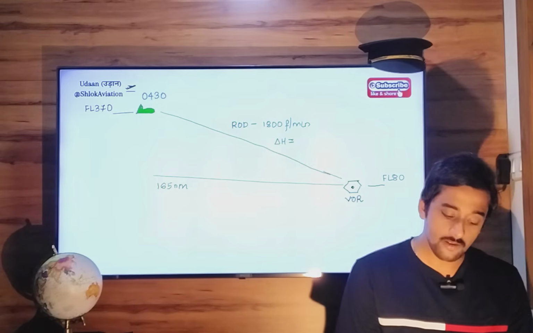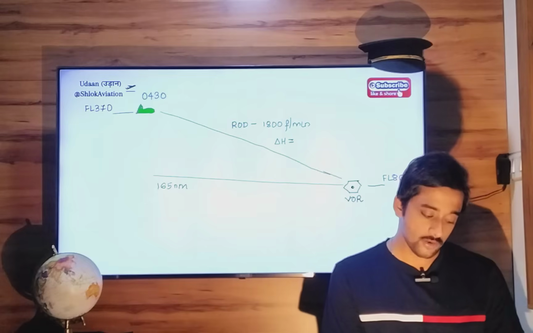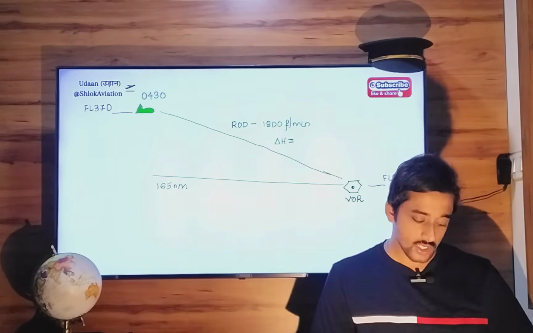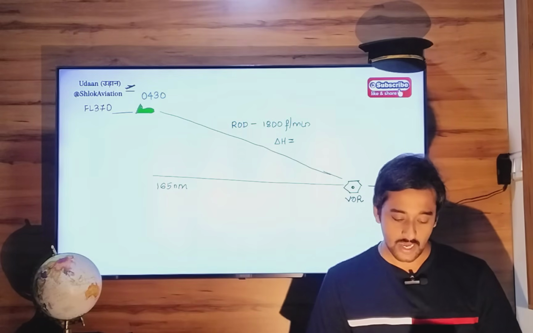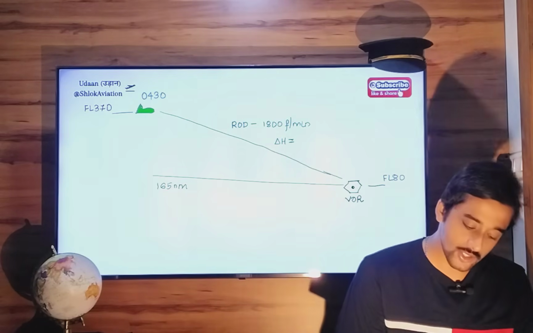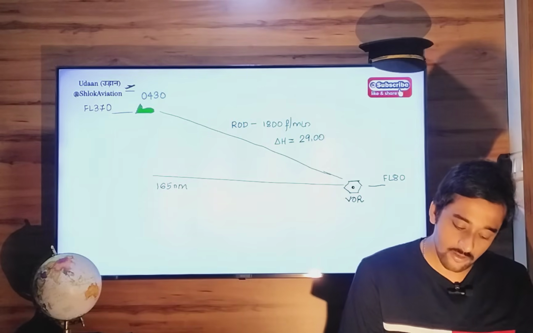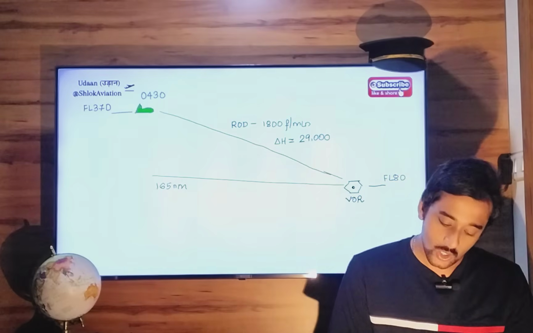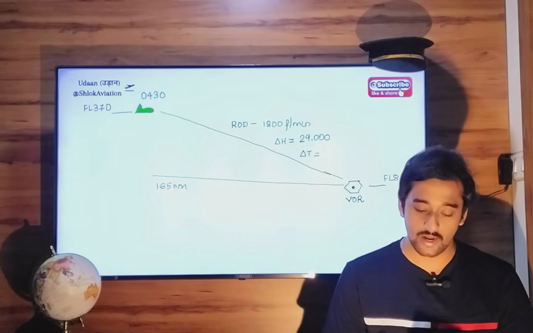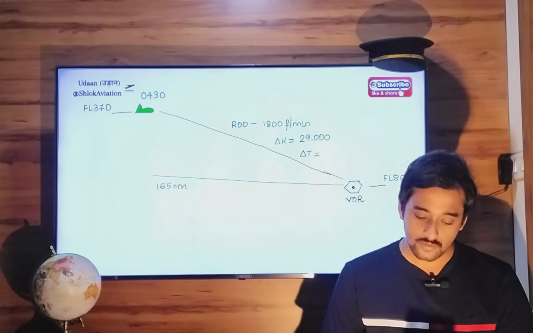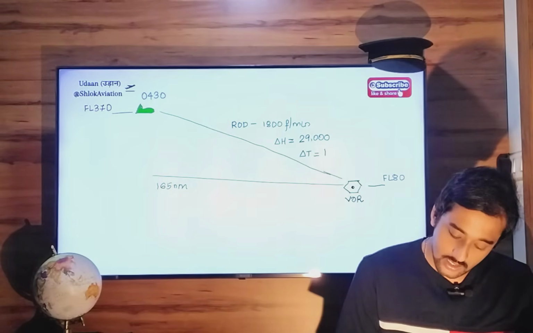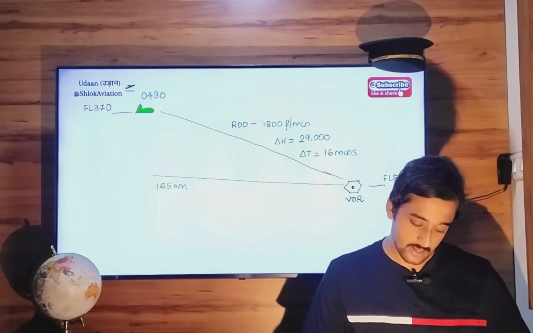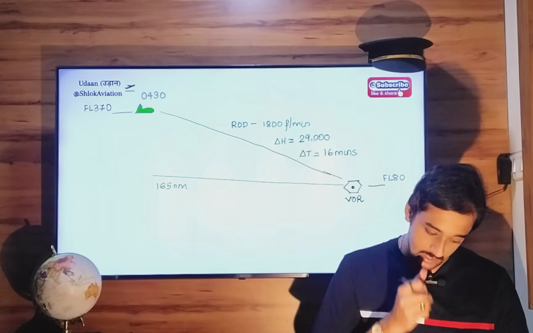Now, how many feet do you have to descend? From 37,000 feet to 8,000 feet. So 37,000 minus 8,000 is 29,000. So you have to descend 29,000 feet. At a rate of descent of 1800 feet per minute, how much time will you take to descend that 29,000? You will take 16 minutes to descend 29,000 feet. Right? Next.